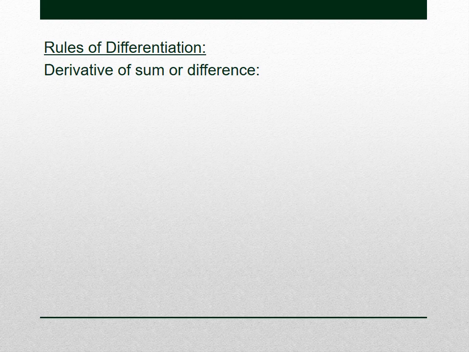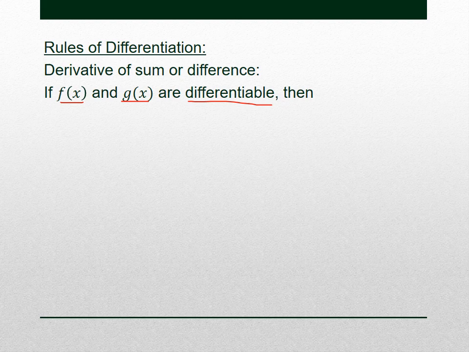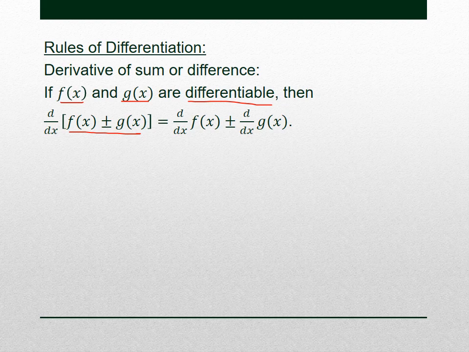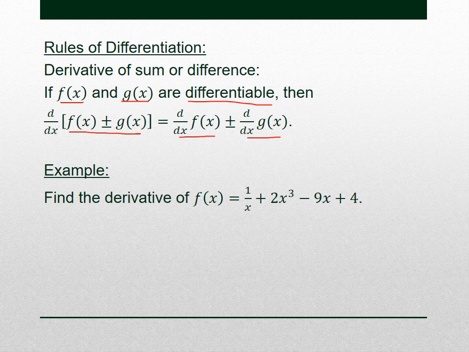Now let's look at another rule here. We've got the sum and difference rule. So if you have two functions, we'll call them f and g, that are differentiable, meaning you can take the derivative of them, then the derivative of f plus g or f minus g is you take the derivative of f, and then just add or subtract the derivative of g. So you can just sort of do them term by term. So for example, if you're looking at this function f of x and you want the derivative, what this rule means is that you can just take the derivative of this and then add the derivative of this and then subtract the derivative of this and then add the derivative of this. And so you could just do that term by term.